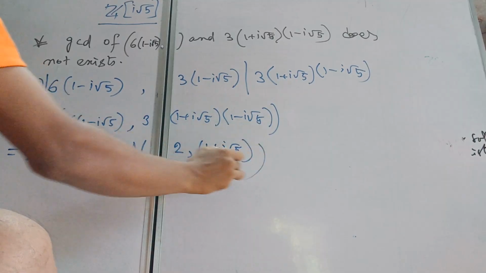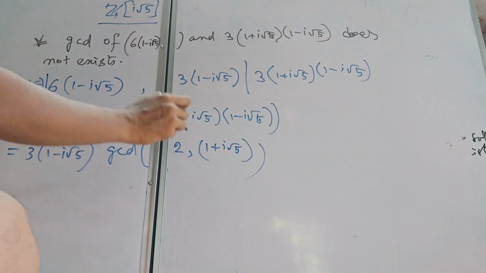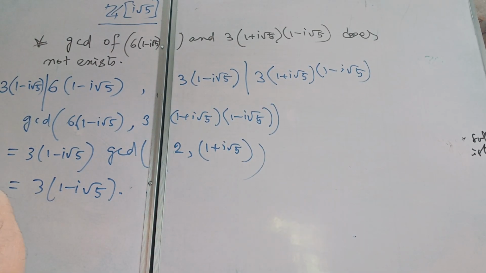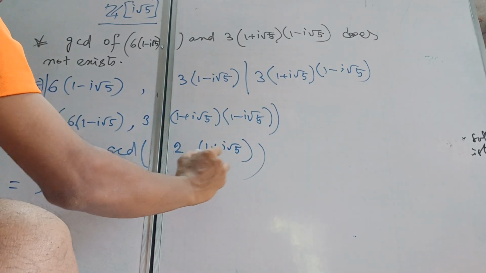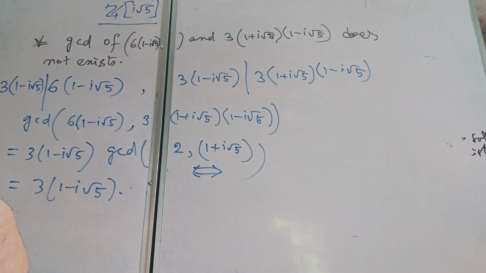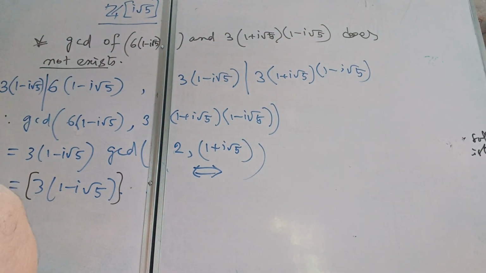Okay, and we also obtained this one in the previous problem. We also know that this one equals 1, so the remaining is 3 multiplied by 1 minus i root 5. So we use this one from the previous solution. So we have also obtained the GCD of this one equal to this. So what we call that means this one does not exist.